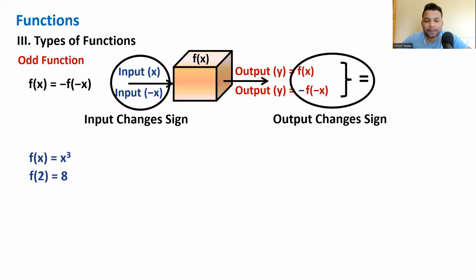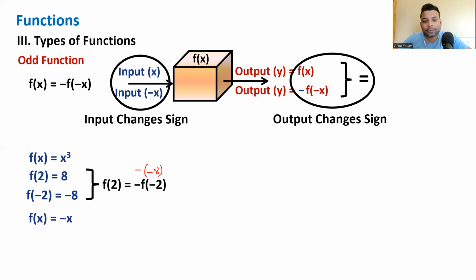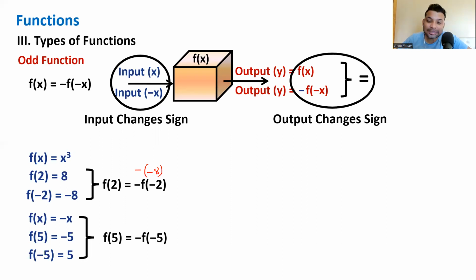Check this example. X is 2, y is 2 cube, that is 8. X is -2, y is -2 cube, that is -8. So f of 2 is 8, f of -2 is -8. So f of -2 का negative किया, then only it will become 8, right? So f of 2 is same as negative of f of -2. Cool. One more example. F of x is -x. F of 5 will be minus of 5. So -5. F of -5 will be minus of -5. So ultimately 5. Same relation.